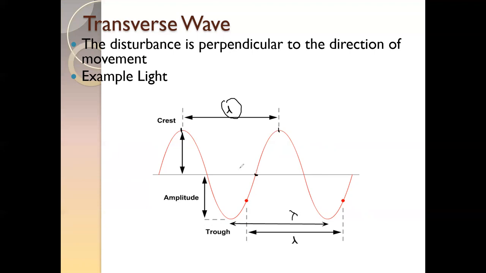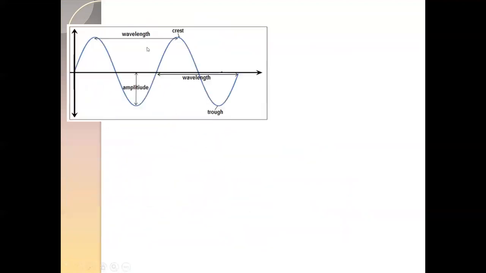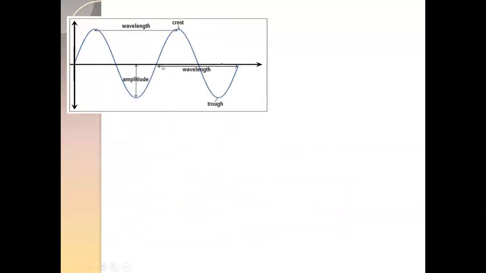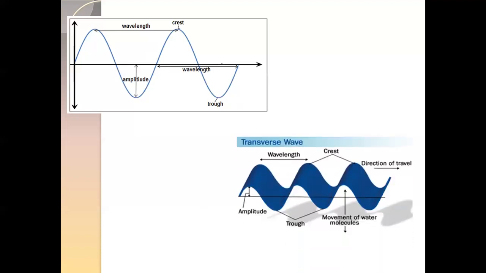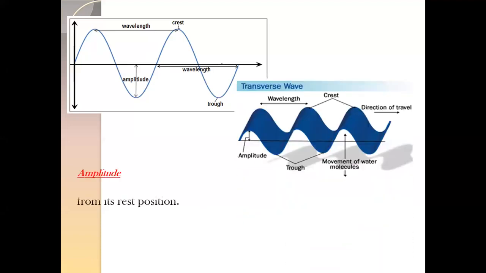For example, if this is the starting point of the wave and this is the ending point of the wave, then from start to end, the length of the one wave refers to the wavelength. So whenever you have a transverse wave, you should be able to label wavelength and amplitude.